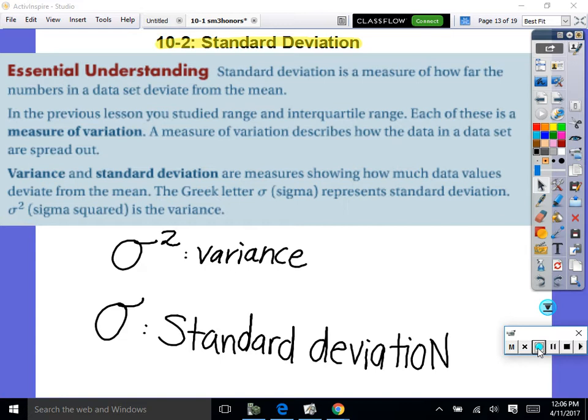Variance and standard deviation are the measures showing how much the data values deviate from the mean. You're going to see it written as the Greek letter sigma. Sigma is the standard deviation, and sigma squared is your variance. So if you know the standard deviation, you just square it, and that gives you the variance. Also, just for notation, in statistics a lot of times they'll write the mean, which means average, as x bar. If they say find x bar, that means find the mean. So note that.